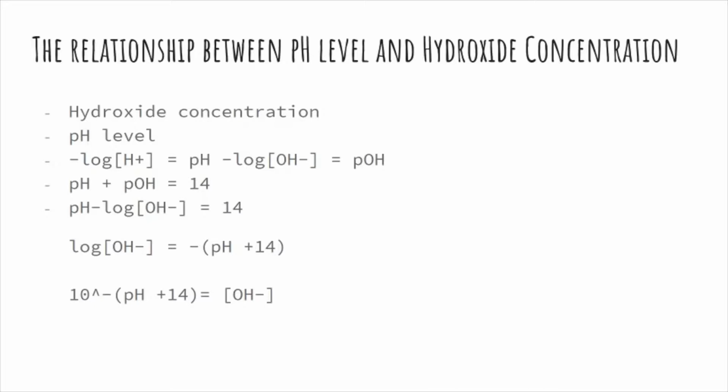Hydroxide concentration can be used to find the pOH first. From that, we can find the pH of a substance because pH and pOH always add up to 14.